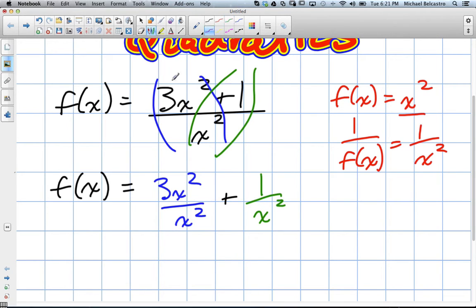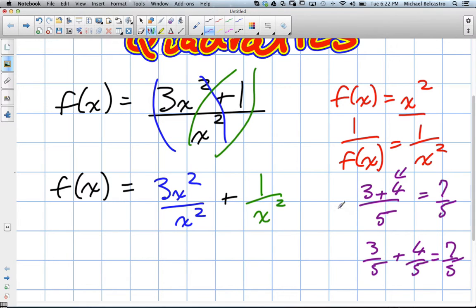And just as a proof for this, think of, say, 3 plus 4 over 5. We know the answer to this is 7 over 5. But this can also be rewritten as 3 over 5 plus 4 over 5, and it still ends up as 7 over 5. So this check technically works. We can break this question down. Instead of simplify, we can expand that question.